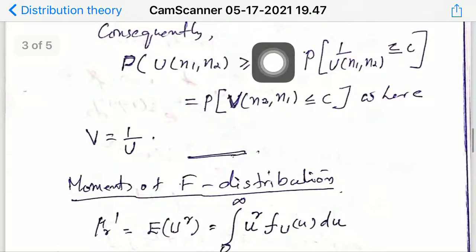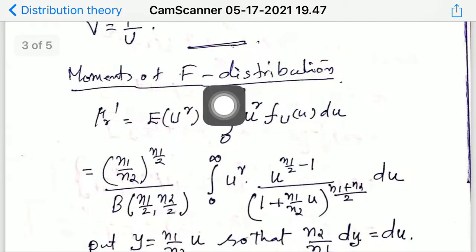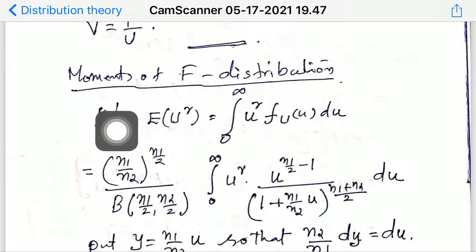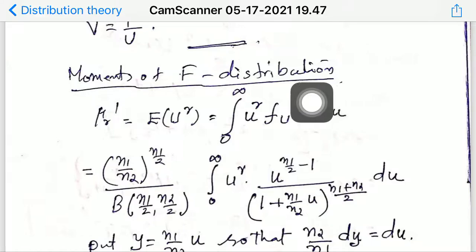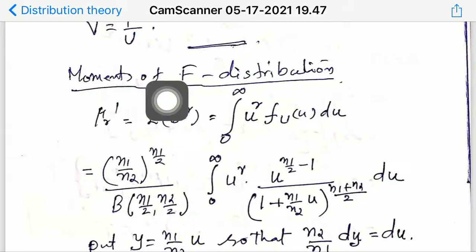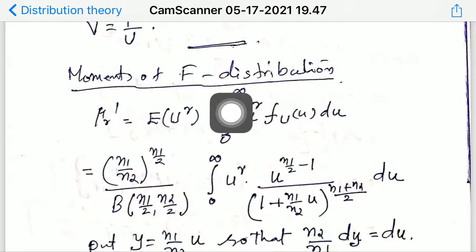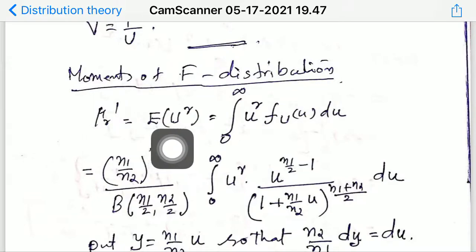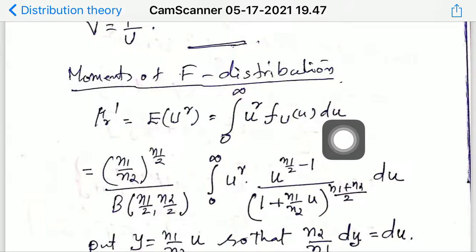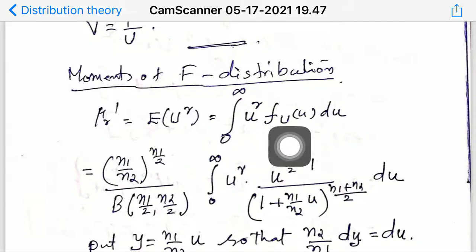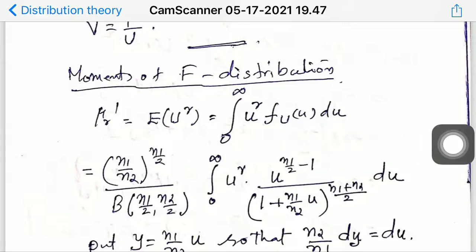You make the correction. And here we shall again discuss how the moments of the F distribution are determined. That is, mean, variance, and all other things you can find out from the moments of the F distribution. What is mu r dash? Mu r dash is equal to the expectation of u to the power of r. That is, the integral from 0 to infinity of u to the power of r into f_U of u du, where f_U is the PDF of the F distribution.